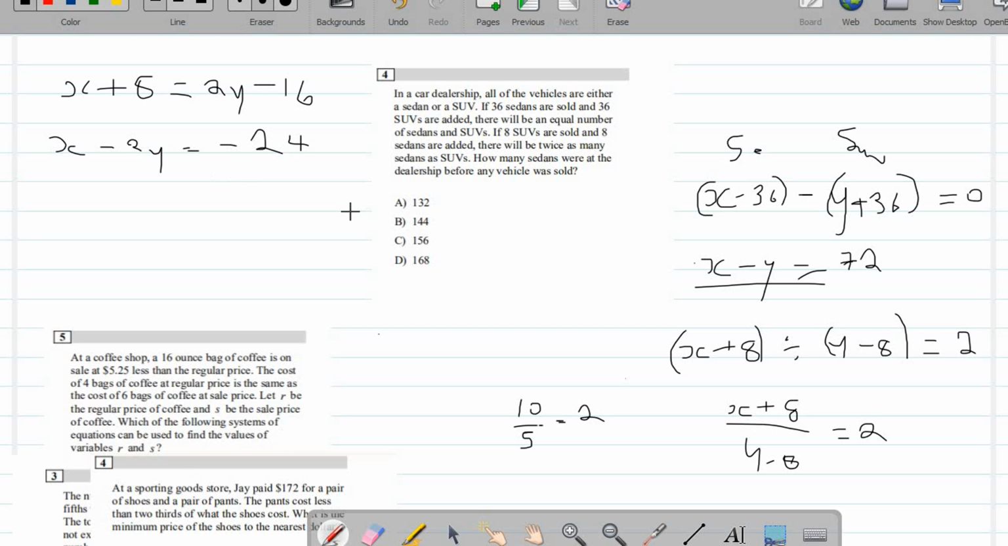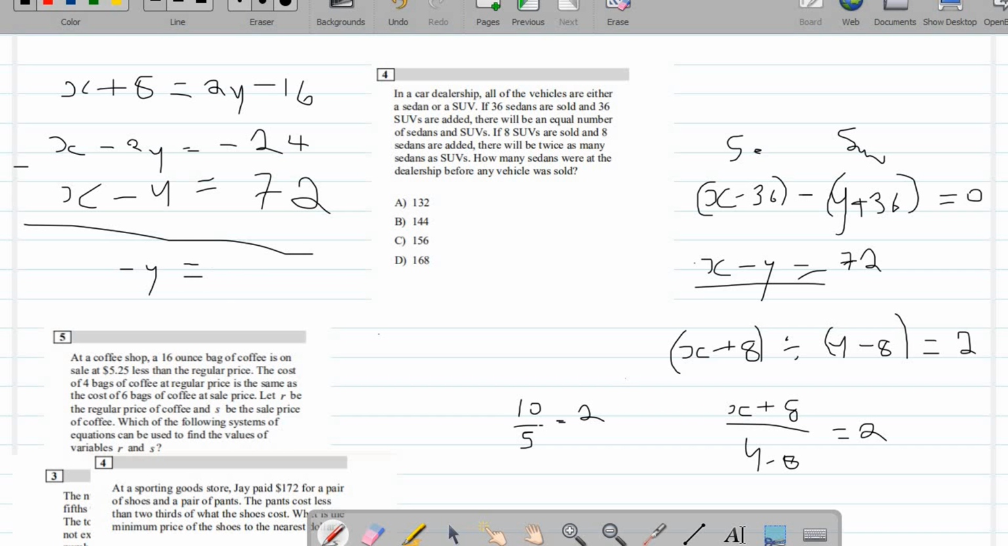If you have this now, we're looking at the second equation, X minus Y equal to 72. How do we solve this? We can eliminate X by doing X minus X. So you have minus 2 minus Y, that's minus 2 plus Y. Minus 2 plus Y will give you minus Y. And minus 24 minus 72 will give you minus 96.